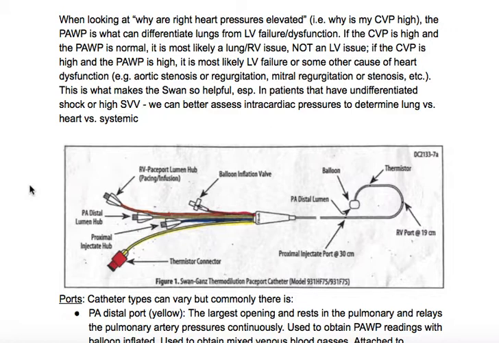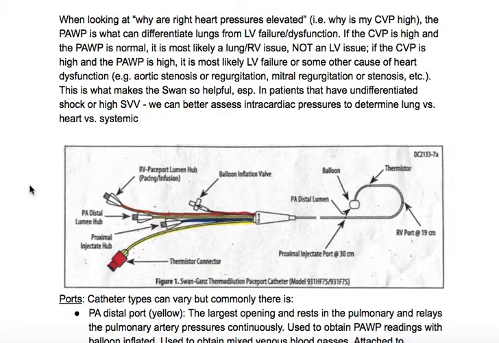If you look at your patient's CVP, which you can get from this catheter, that's going to be the blue port, which we will go over in just a second. If the CVP is high and the wedge is normal, if you think about that, it's most likely going to be a lung or right ventricle issue. So you're looking at the right side of the heart and the pulmonary system, not the left side of the heart.